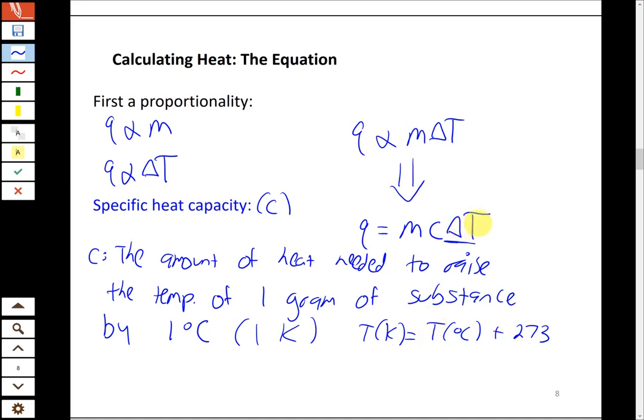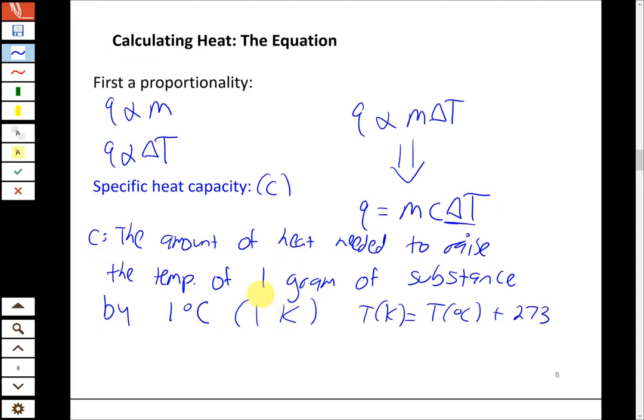Whenever we're talking about delta T, it doesn't matter if you use Celsius or Kelvin, the difference in those two temperatures will be the same as long as you're subtracting the same units. So you might see it also written in Kelvin. So every substance has a different specific heat capacity. So it is dependent on what substance you are. It's not a universal constant. It's specific to each substance.